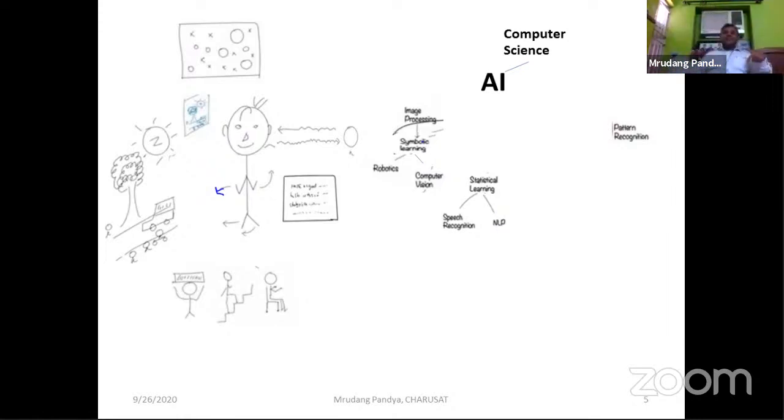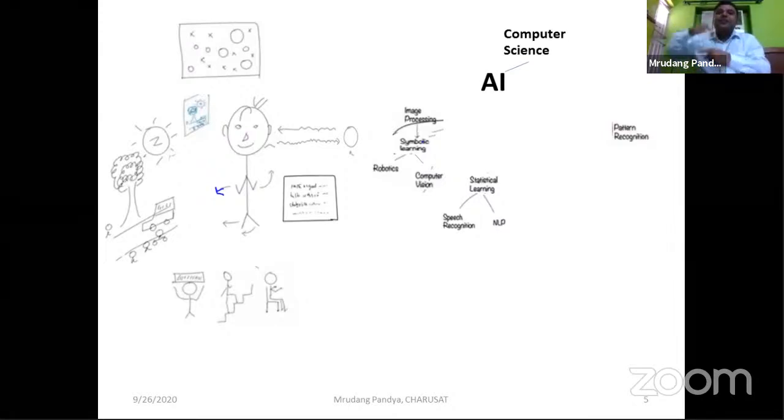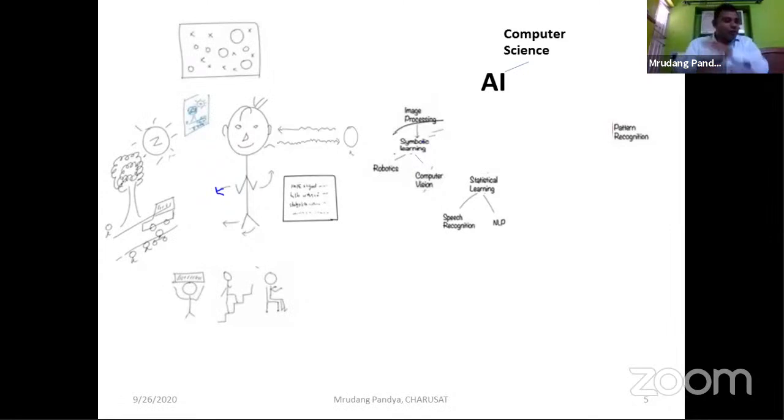So if we want to incorporate the same thing into the machine, we require lots of experience. The machine requires lots of observation, right? That observation and experience itself will provide data to the machine, to artificial intelligence or machine learning algorithms, right?